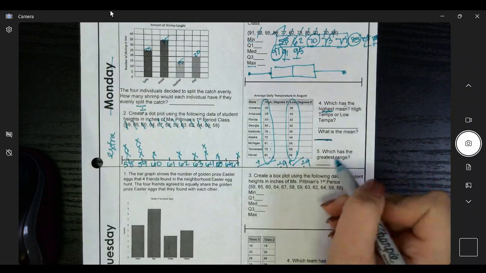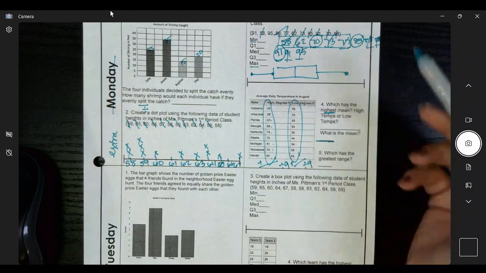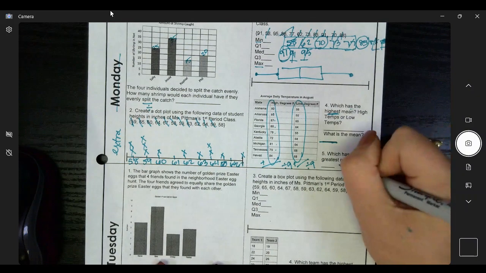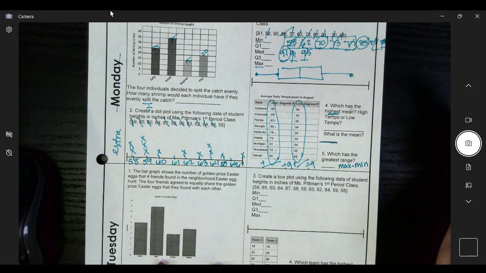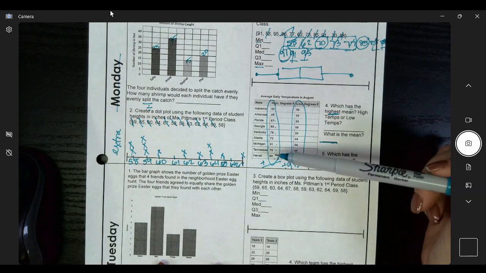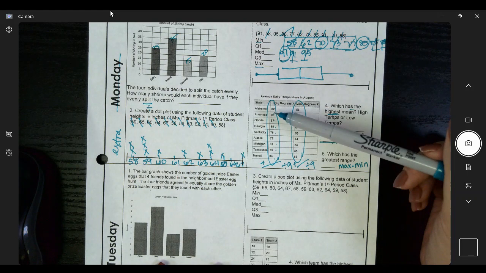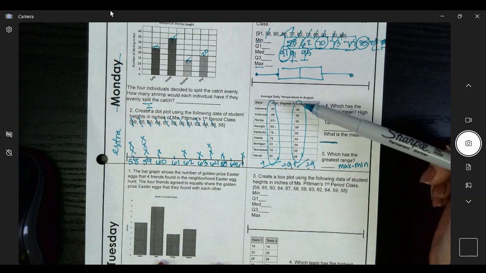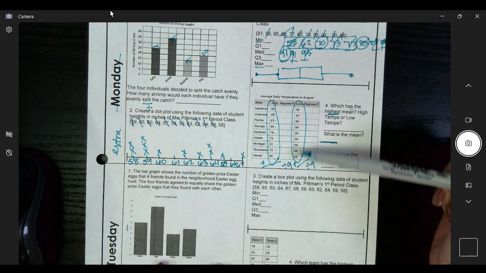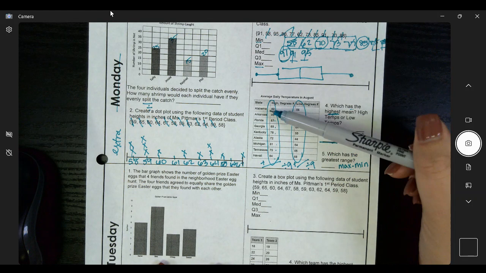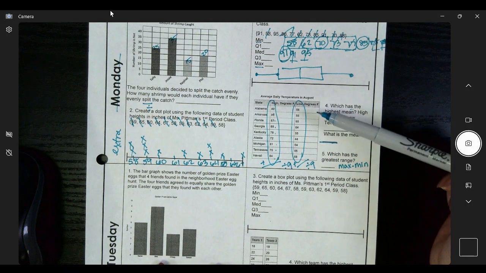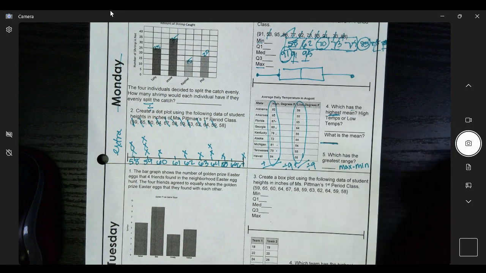Number 5 is finding which was the greatest range. So here, range is your max minus your minimum, okay? So you're going to find your max from the high degrees and subtract your minimum. And then you're going to do the same over here under low degrees. And you're going to see which one has the greatest range or the greatest spread. Was it the high degrees or the low degrees? And you're going to tell me right there.